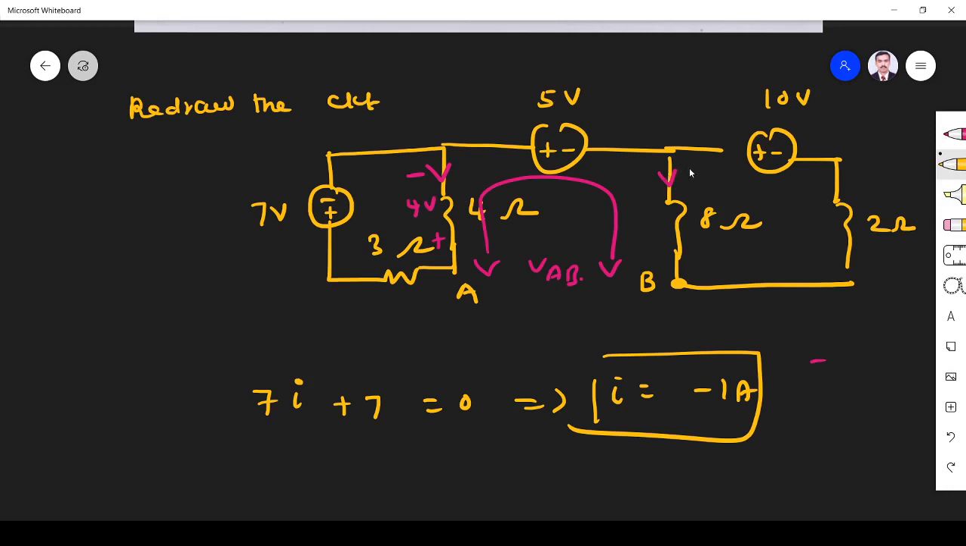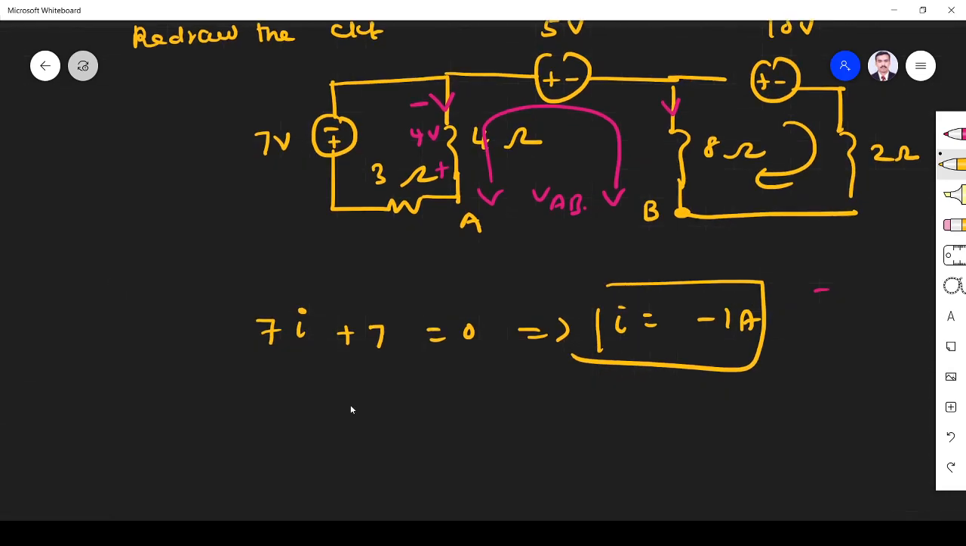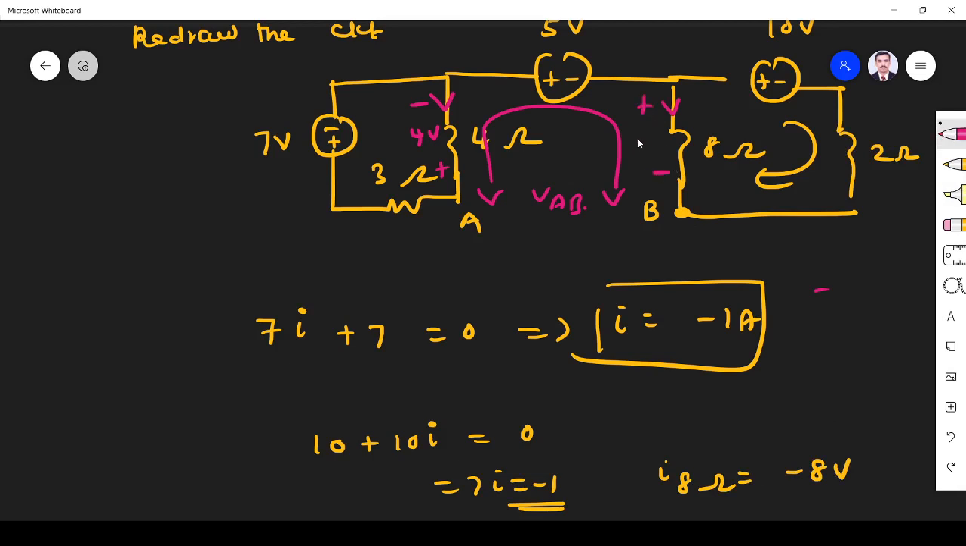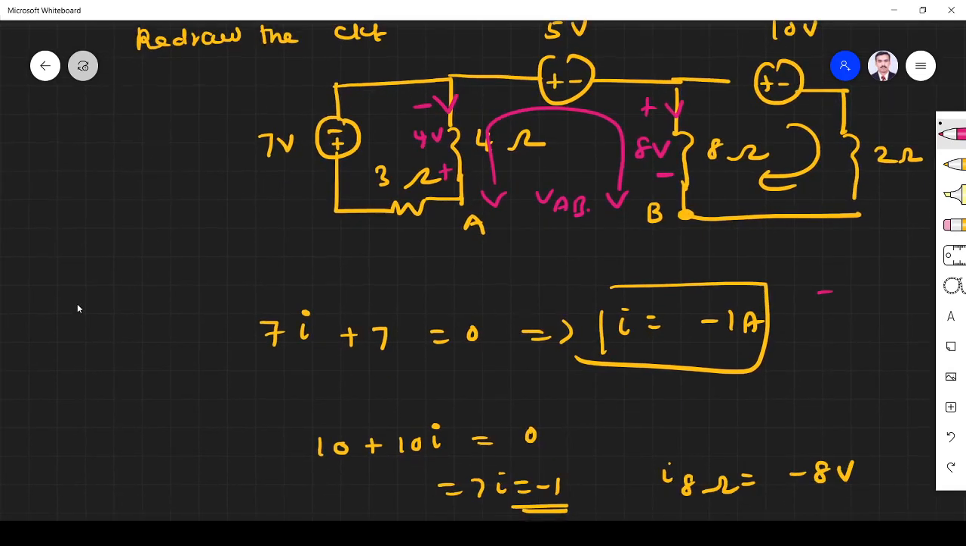So here what I do, I take this direction. So first it is meeting 10 volt. I apply KVL here. 10 plus 10I, right? 10 plus 10I equals 0. This implies I is equal to minus 1. So the voltage across 8 ohm is minus 8 volt. Minus 8 volt means here, this is the current, so it is minus 8 volt. So 8 volt.